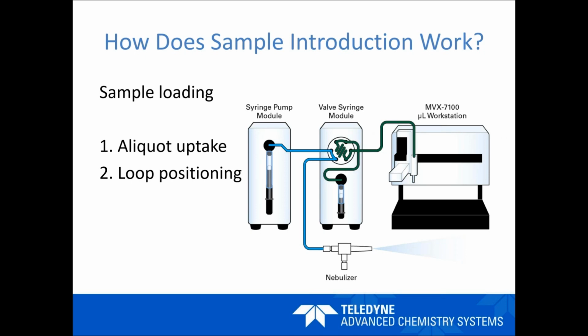Once you've positioned your sample, the next step is the valve switches on that 6-port switching valve, and all of a sudden that sample is brought into the flow from the syringe pump module to the nebulizer for the ICP-MS. So that's now the green line. Your sample's in that flow, and you send your sample for introduction for measurement.